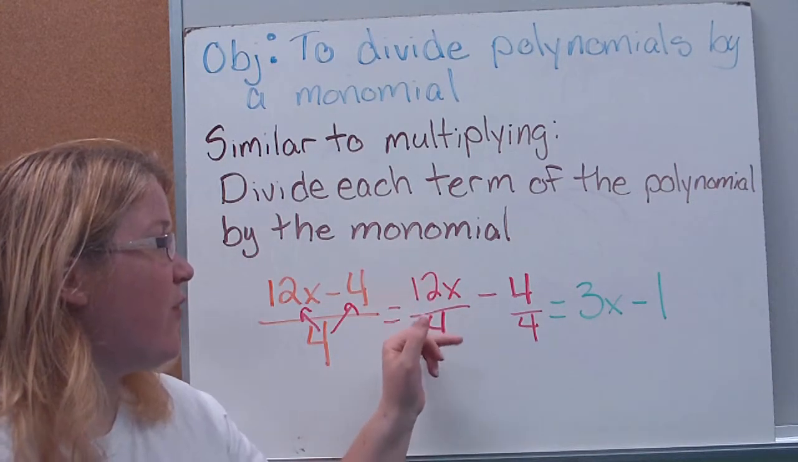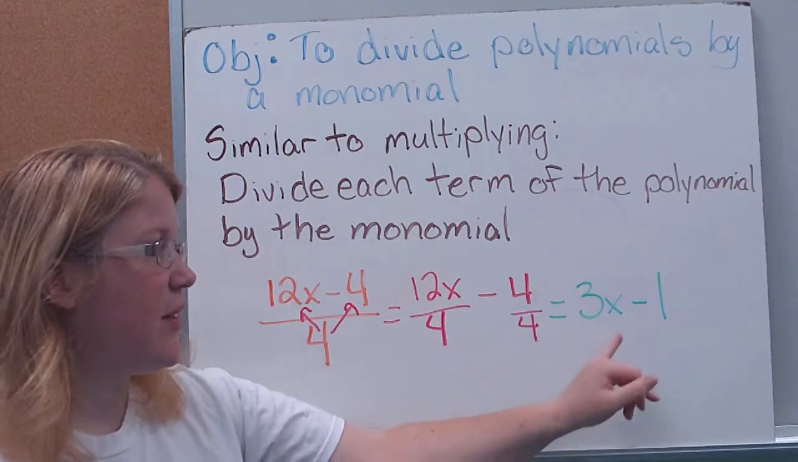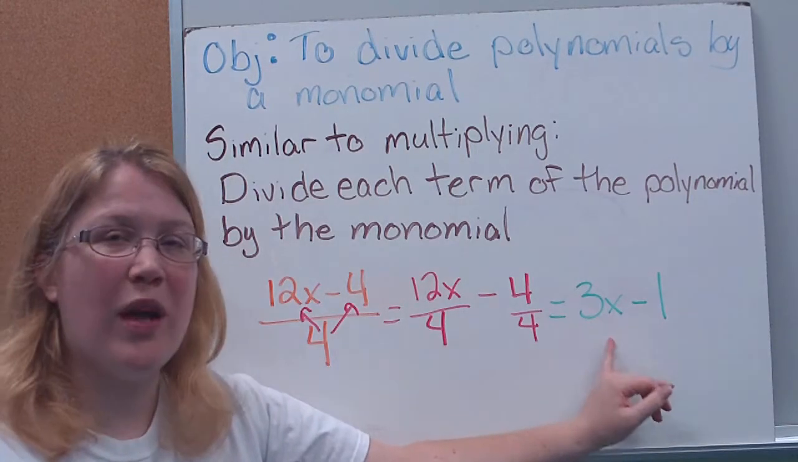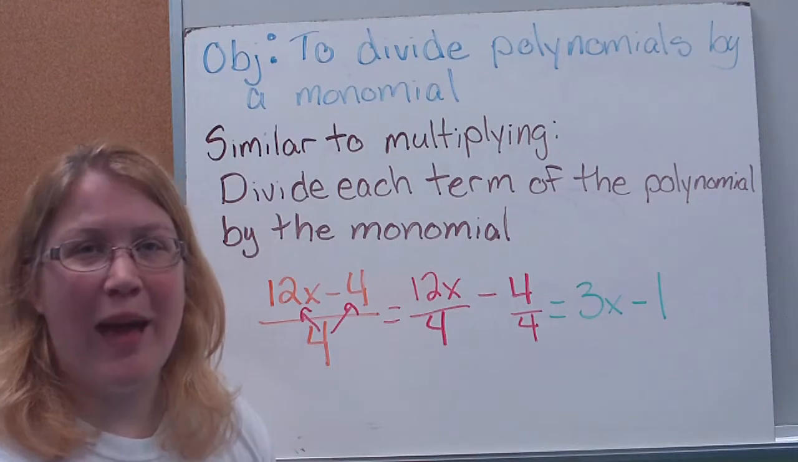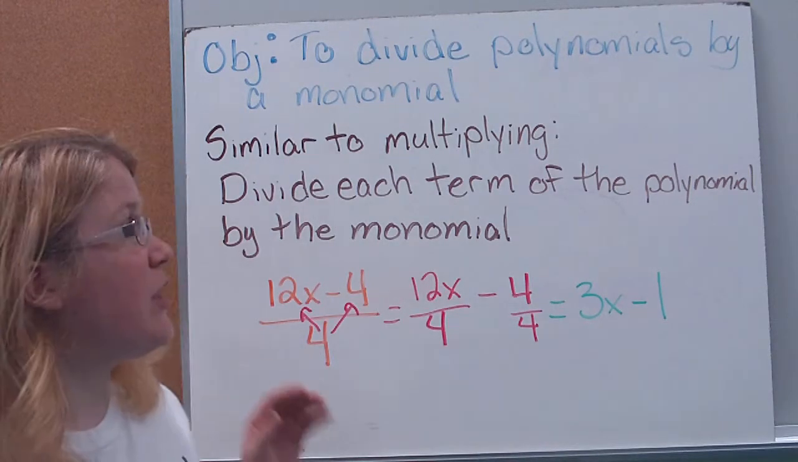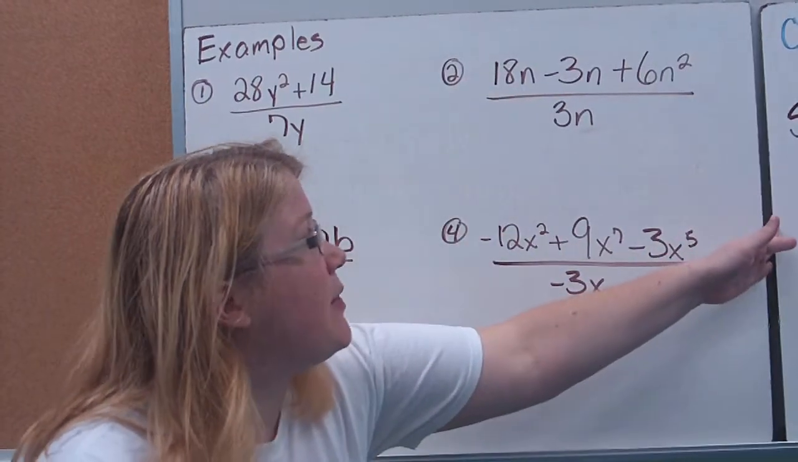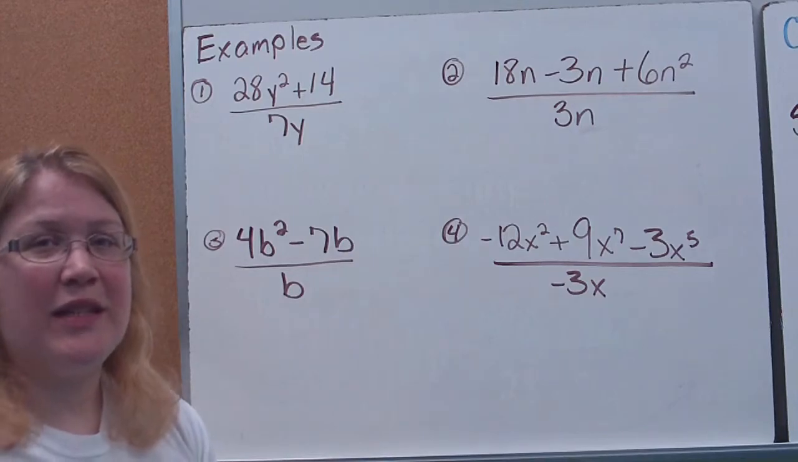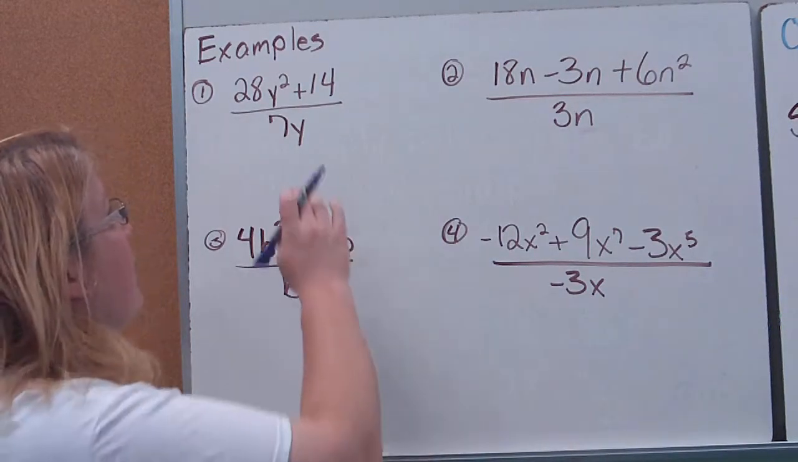So 12 divided by 4 is 3, 3x. The x is left on top because there's nothing underneath. So 3x, 4 divided by 4, anything divided by itself is 1. So I wind up with 3x minus 1. So very similar to what we've been doing, except now we're doing it with division. So again, I'll have a few examples for you over here to take down and we'll work on. Okay? So again, remember what this means is I'm dividing each term by the bottom monomial.